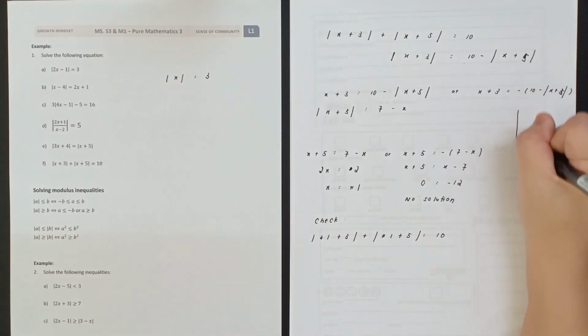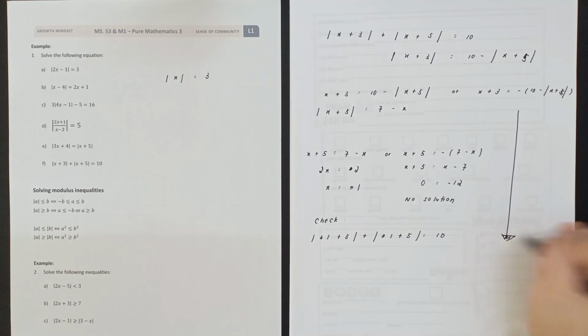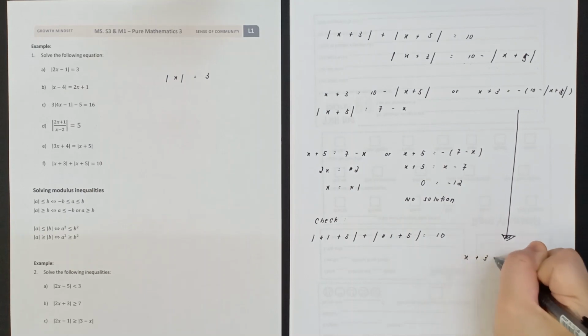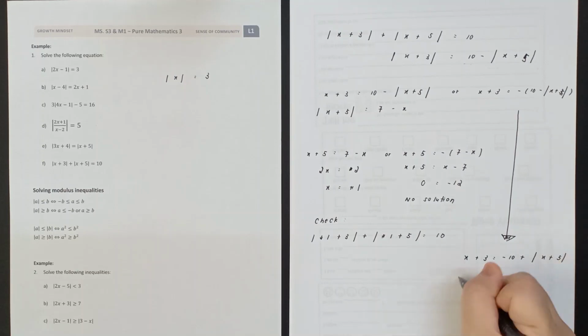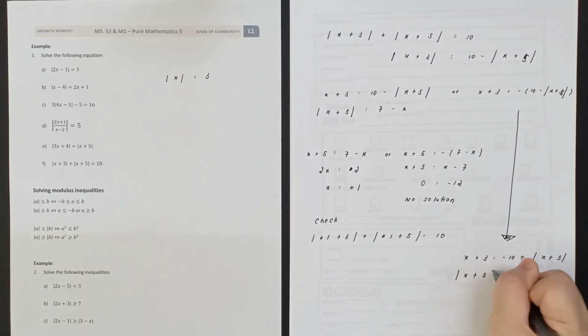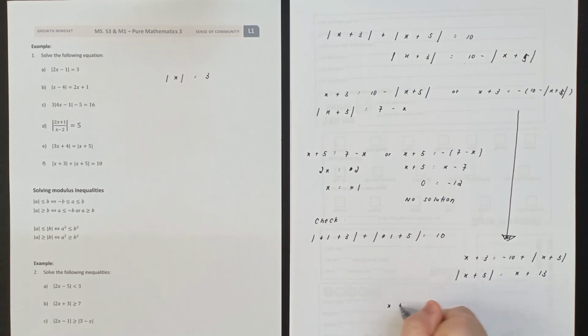Okay, then don't forget about this part. I'm going to write it here. Okay, so it's the same thing. So x plus 3 equals negative 10 plus modulus x plus 5. So I will have modulus x plus 5 equals x plus 13. Then the same thing, I'll need to split it into 2 as well. So x plus 5 equals x plus 13, and the other one is x plus 5 equals negative x plus 13. Okay, then 0 equals 8. This one has no solution as well.